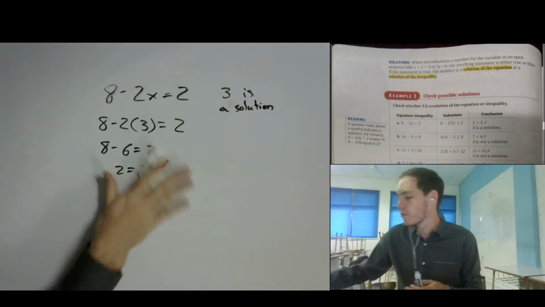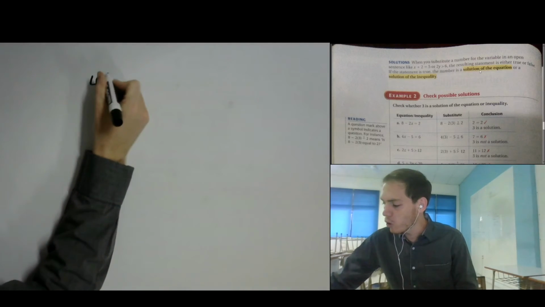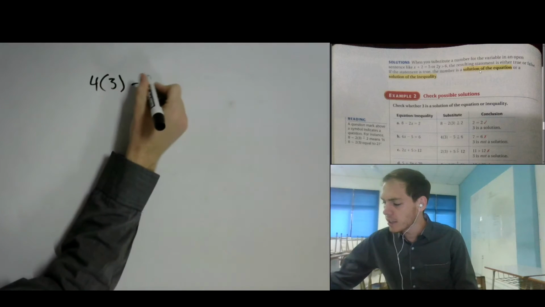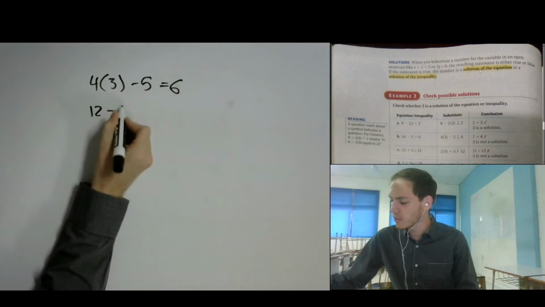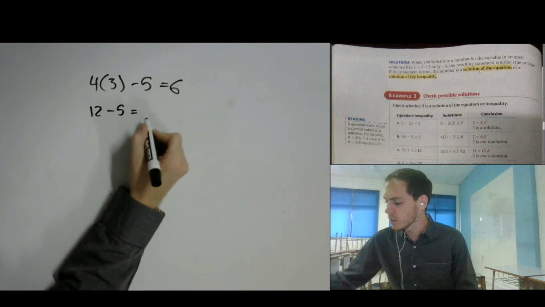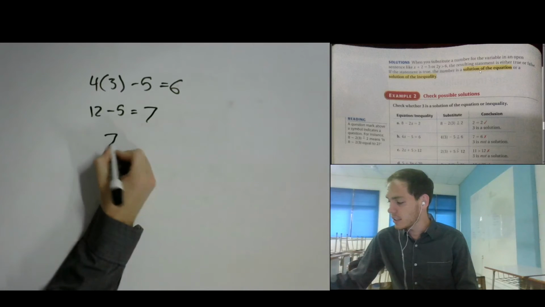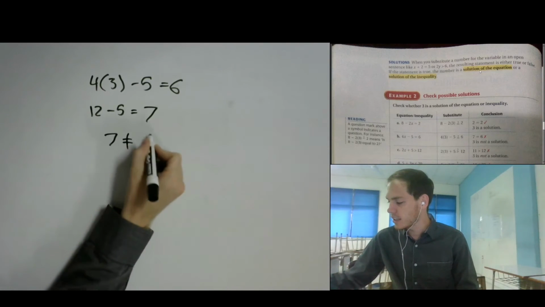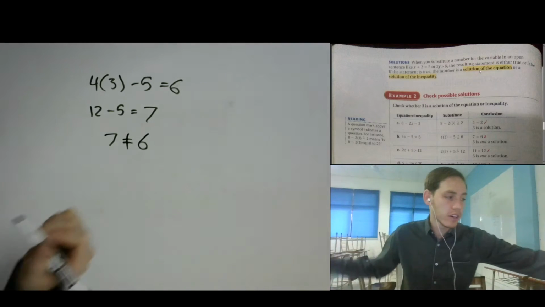Okay, but what about 4x minus 5? Well, if we can see in the book, 4x minus 5, we get 4 times 3 minus 5, does that equal 6? 12 minus 5 equals 7. 7 does not equal 6, okay? So it's not a solution, okay?